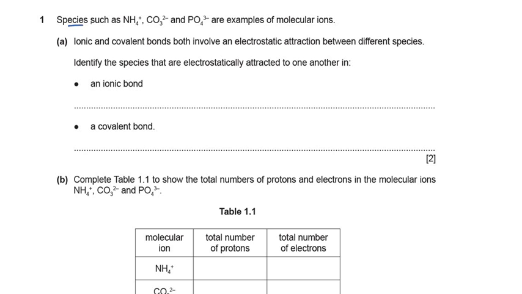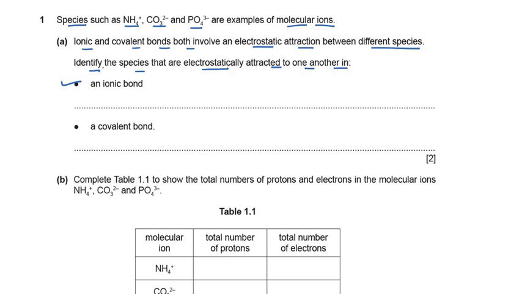Question 1 says species such as NH4 plus or the carbonate ion, that is CO3 2 minus, PO4 3 minus, are the examples of molecular ions. Ionic and covalent bonds both involve an electrostatic attraction between different species. Identify the species that are electrostatically attracted to one another in the following bonds. And the first one is ionic bond.